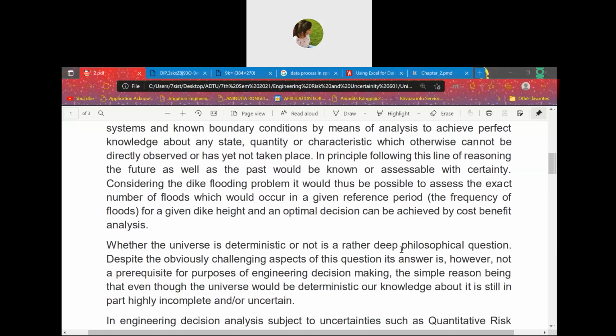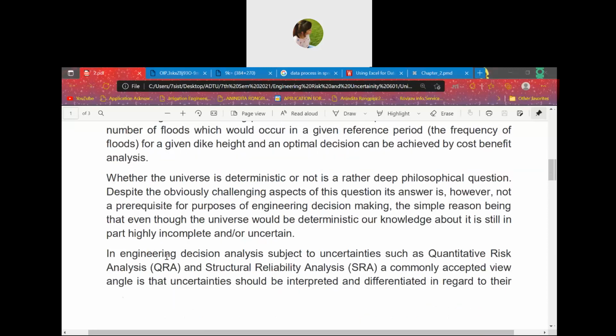So despite the obviously challenging aspects of this question, its answer is, however, not a prerequisite for purposes of engineering decision making. The simple reason being that even though the universe would be deterministic, our knowledge about it is still in part highly incomplete or uncertain.